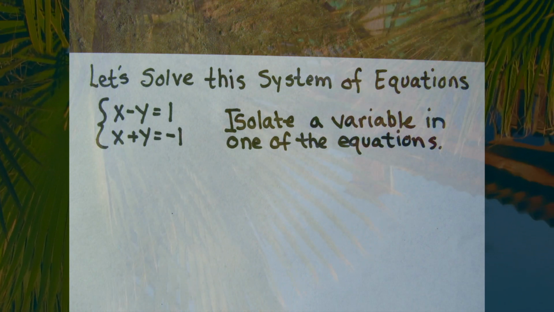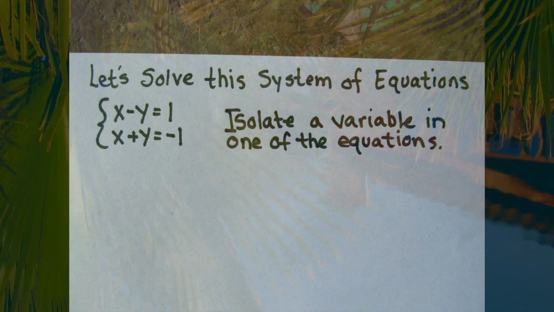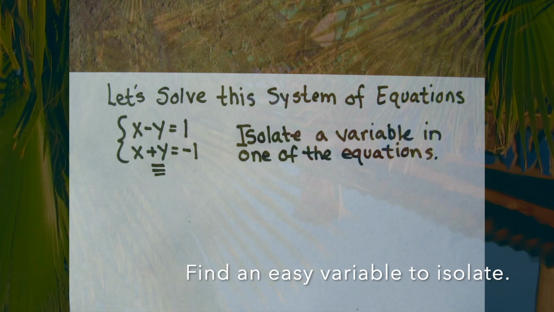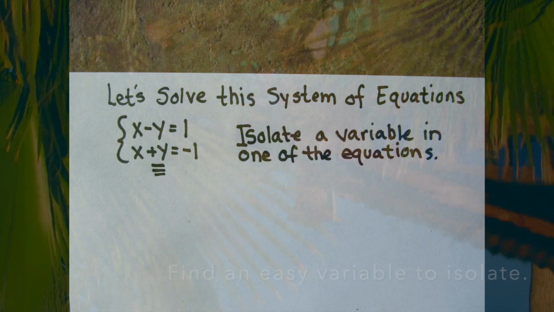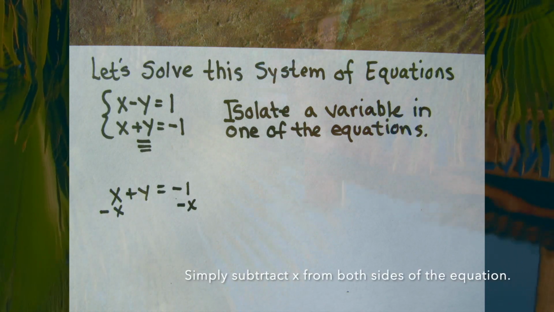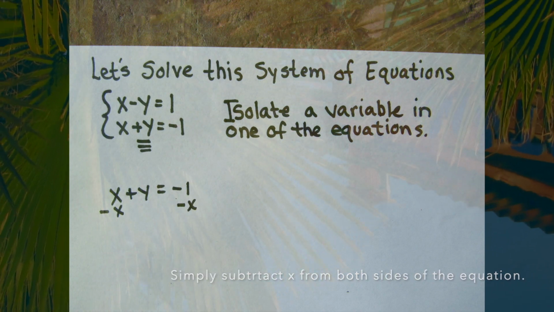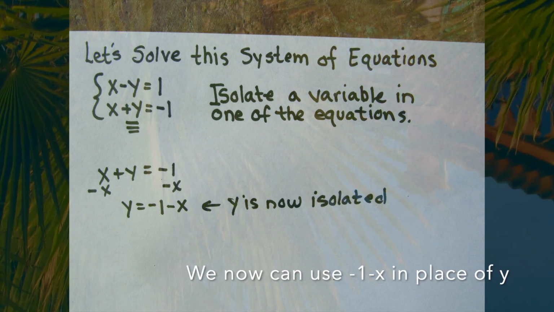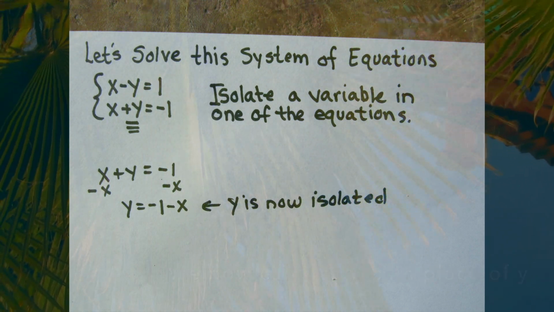So it's going to be important to isolate a variable in one of the equations first. I picked the bottom equation. It's got an easy variable to isolate. There's no coefficient on it. So I'm going to isolate the y. Simply subtract x from both sides of the equation. Once that's done, I know that y equals negative 1 minus x.